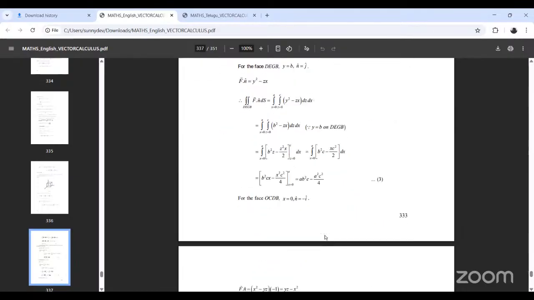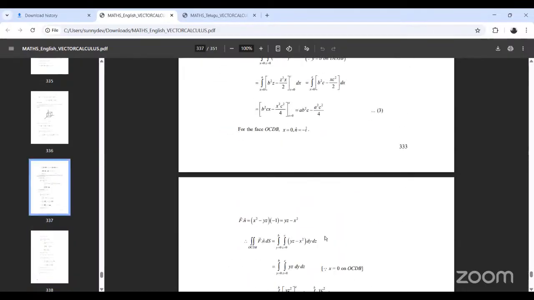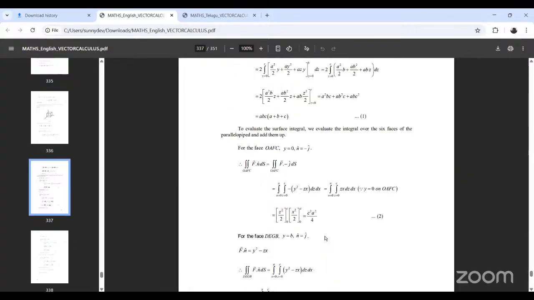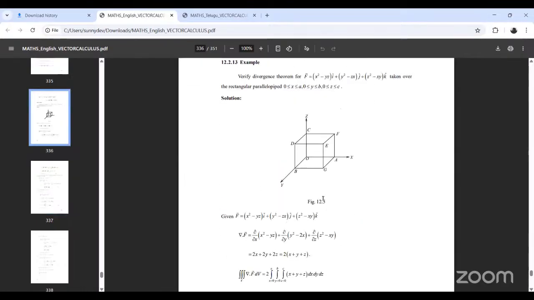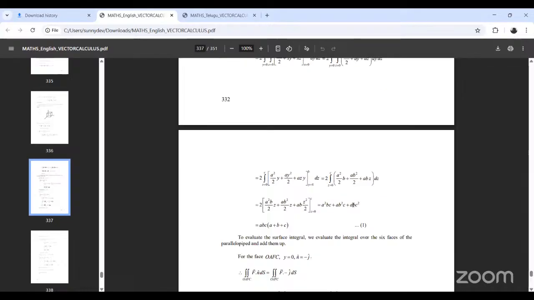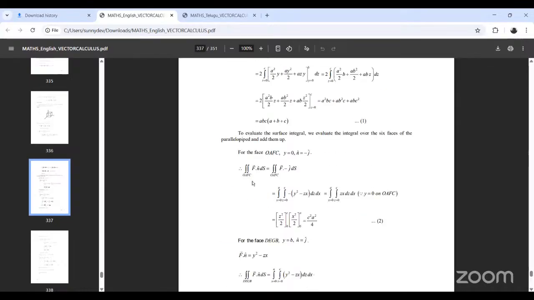Now let's see the RHS part. We need to find f dot n into ds. So this is for the face OAFC. For that OAFC, y equals 0 and n equals minus j. Then we are getting minus y²z into x dx dy. Why? Because y equals 0. In OAFC we are getting the xz plane, and in that xz plane we are getting these things.